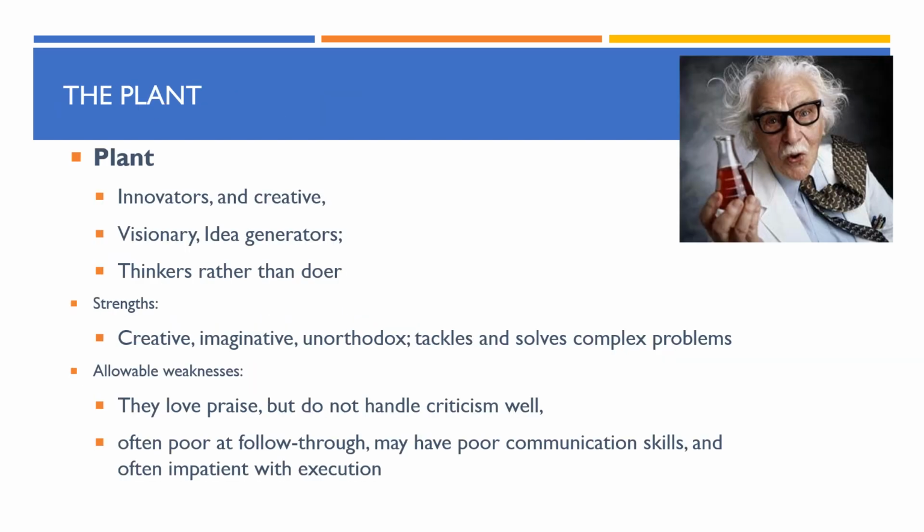Think of the plant as the creative innovator, the people who generate new ideas and approaches. They love praise, but find it hard to deal with criticism. Plants are often introverted, and prefer to work separately from the team. Because they are creative and innovative, their ideas can be unworkable. And, because they're introverted, they may also have poor communication skills. They can also have a tendency to ignore stated parameters and constraints.